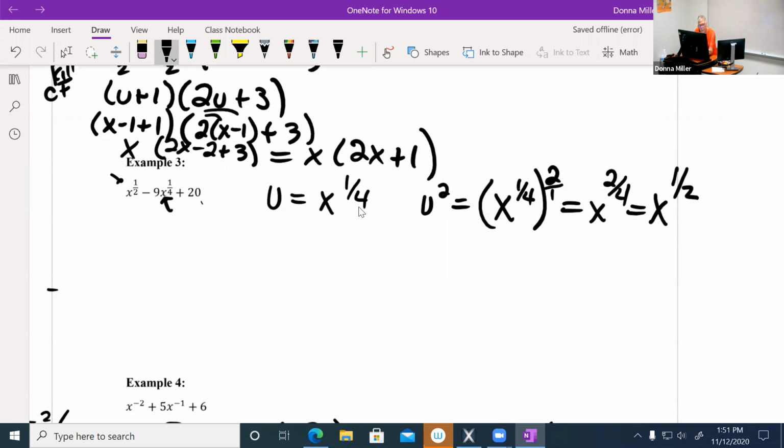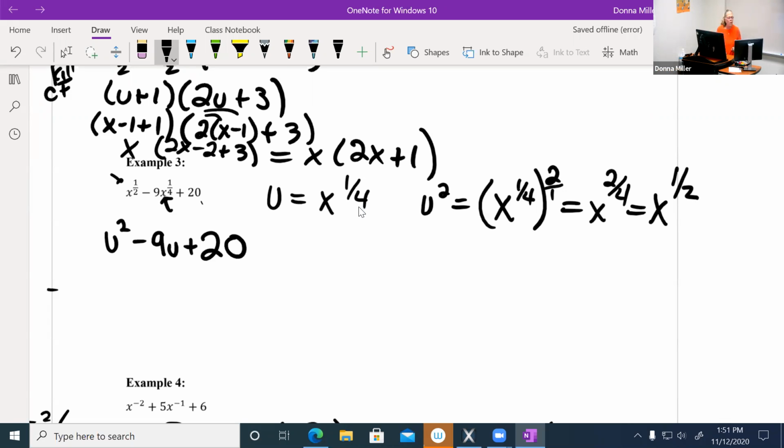All right, so now I know I can replace it. This is u squared minus 9u plus 20. All right, now I have something I can factor. All right, I need factors of 20 that add to -9. What would those be?